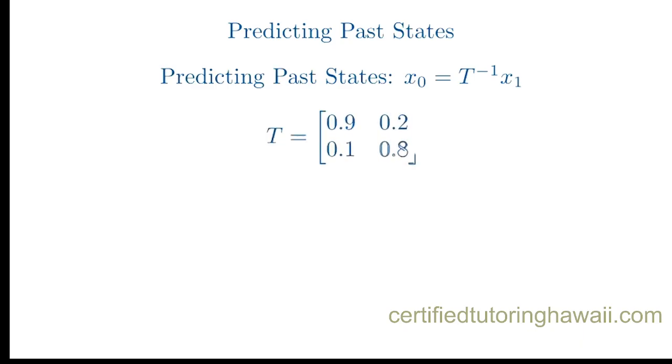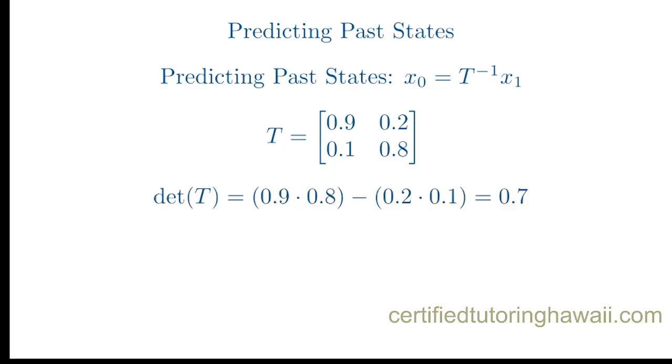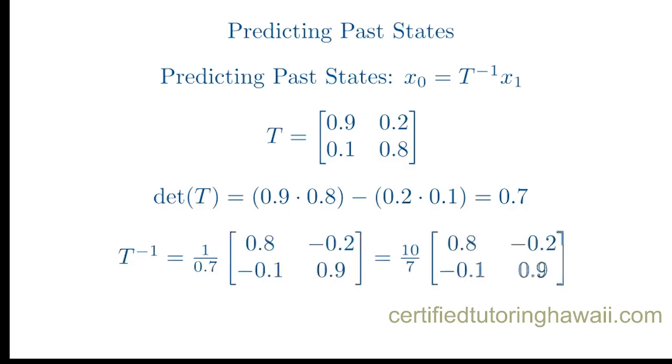Our matrix T is this. We'll use the 2 by 2 inverse formula, which is 1 over the determinant, times the adjusted matrix. The determinant of T is 0.9 times 0.8 minus 0.2 times 0.1, which equals 0.7. The adjusted matrix is found by swapping the main diagonal entries and negating the off-diagonal entries. So, T inverse is 1 over 0.7, or 10/7, times this matrix.